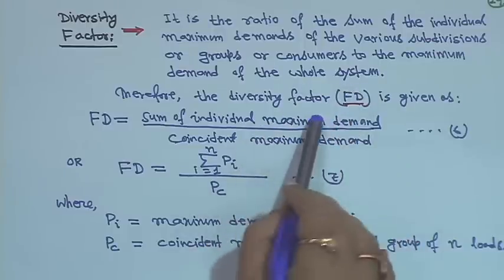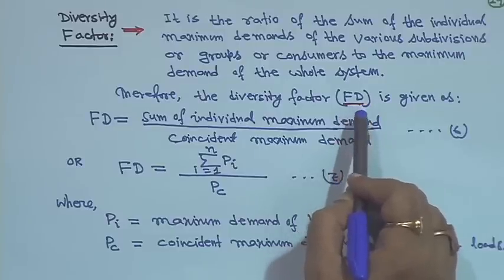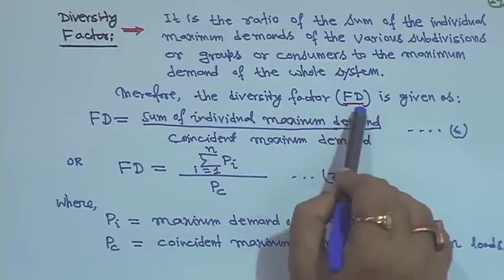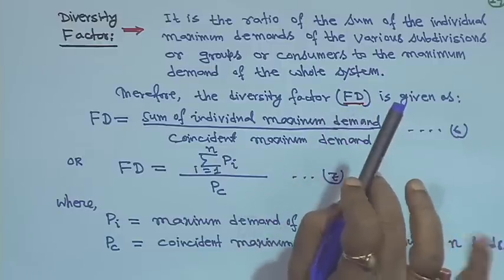For example, for diversity factor we are using the term FD, because for demand factor we have used previously the term DF. So, that is why I have made it FD. There should not be any confusion, right.